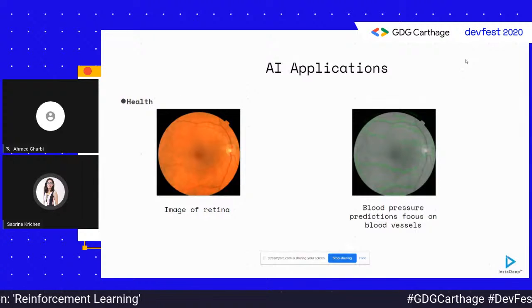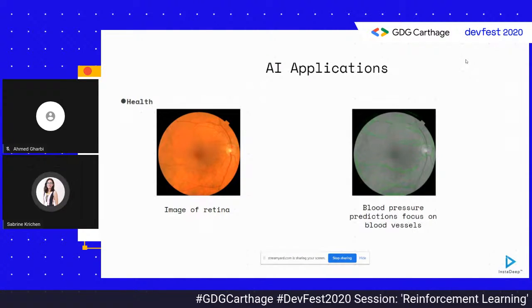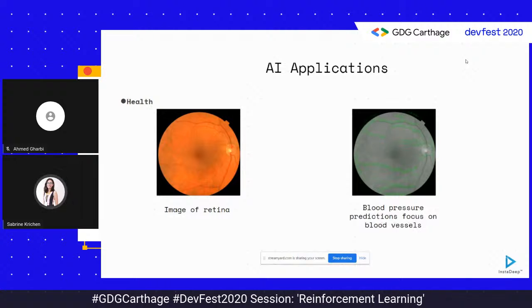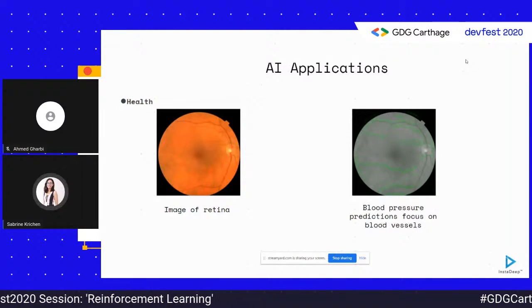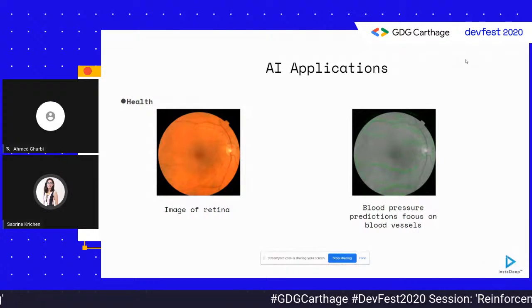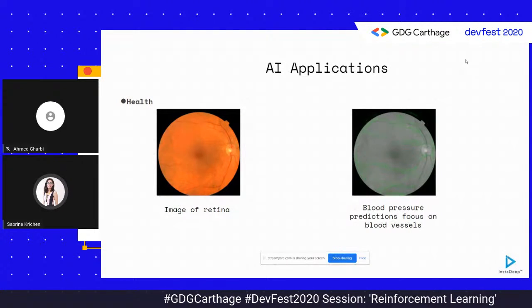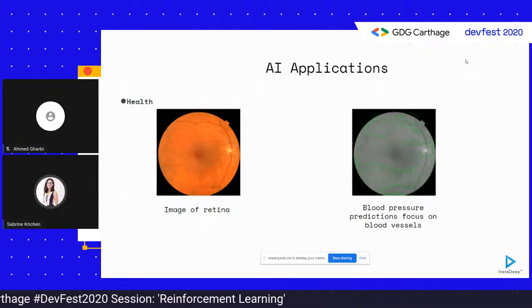Also in the health field. So now, for example, from the retina image, you can identify the blood pressure, and doctors can predict cardiovascular problems such as heart attacks and strokes simply from those images.